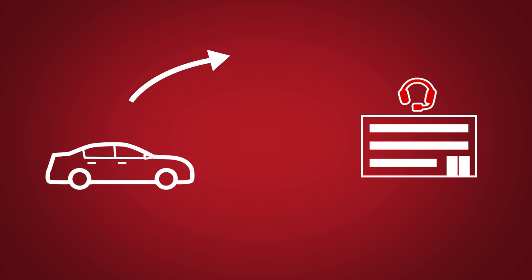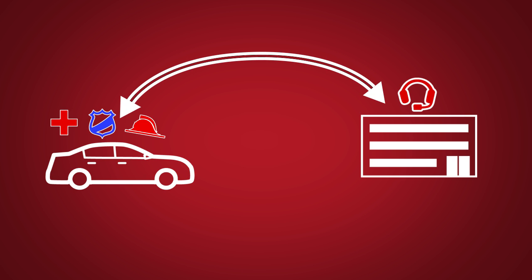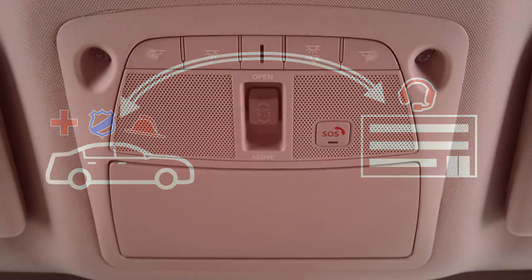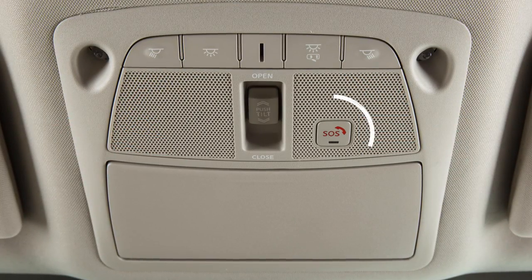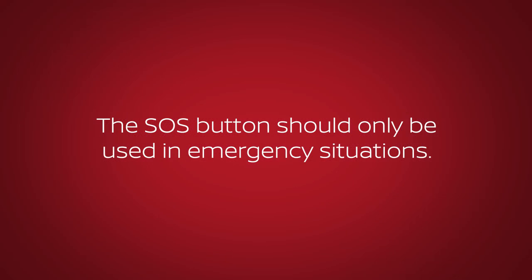Emergency Call, which connects you to a Nissan Connect Services specialist who will assist in the dispatch of emergency services to the vehicle location. To use this feature, press the SOS button on the overhead console. The SOS button should only be used in emergency situations.